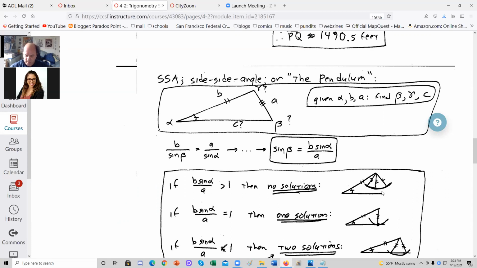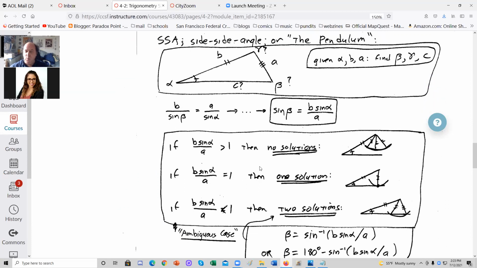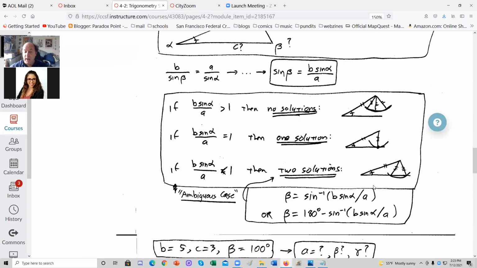This is why I call this a pendulum. I'm imagining this as a pendulum at the end of a cantilever. If we raise up the cantilever too high, then the pendulum swings free and never touches ground, so there's no triangle. If B sine alpha over A equals 1, then this swinging pendulum just barely grazes the ground at 1 point. This will be one solution, a right angle triangle. And if B sine alpha over A is less than 1, then we lower this cantilever a little more, and the pendulum hits the ground at 2 points. There are 2 solutions.